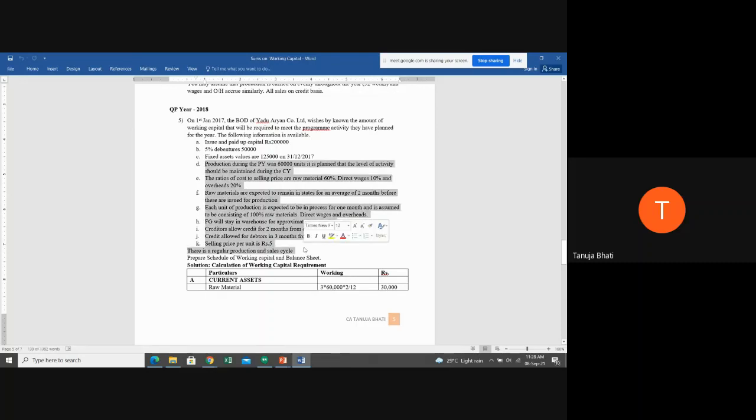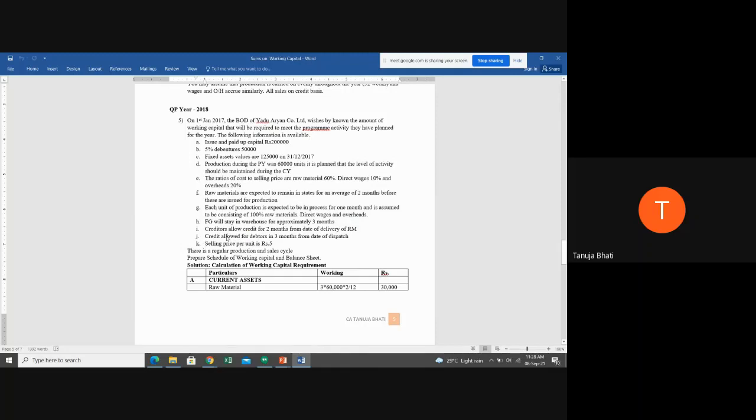So whatever information you require for working capital, you have to ignore point number A, B, C, because they are not falling under the head of current assets and current liabilities. You have to first identify what falls under current asset and current liability. So whatever information we require, it is falling from point number D to point number K. So now let us start.